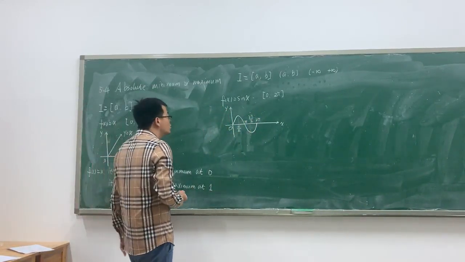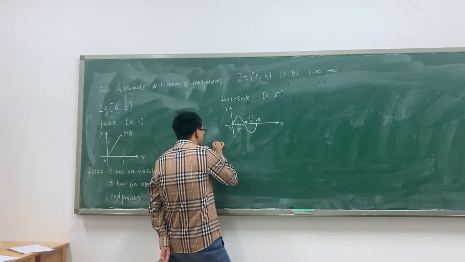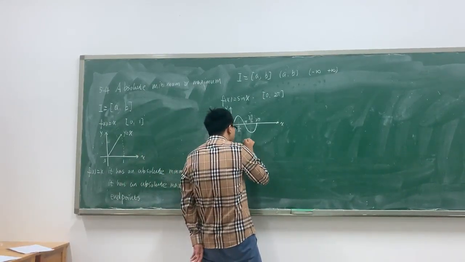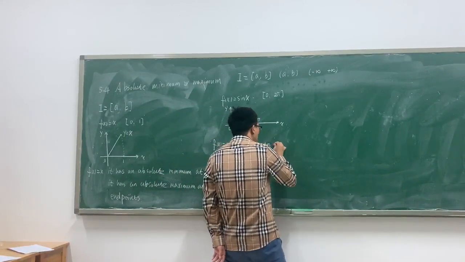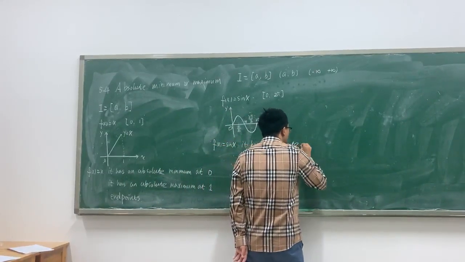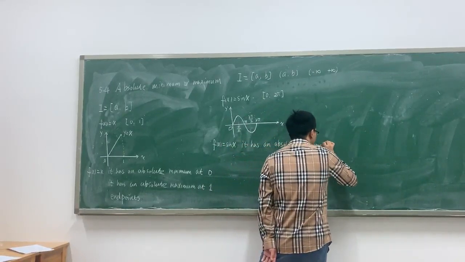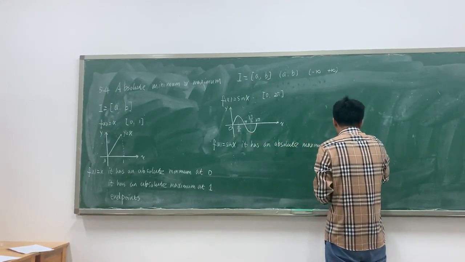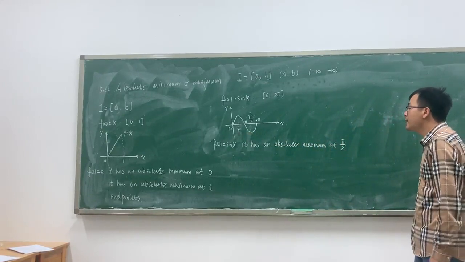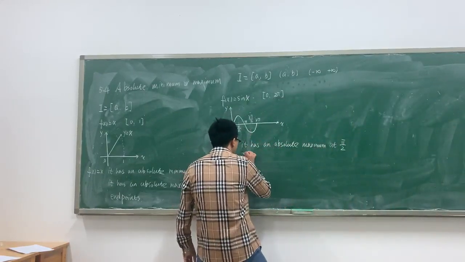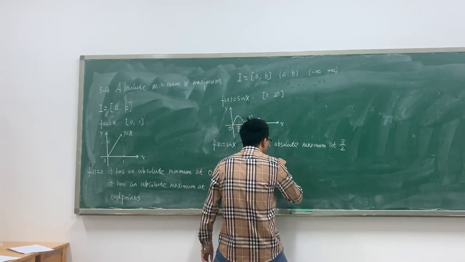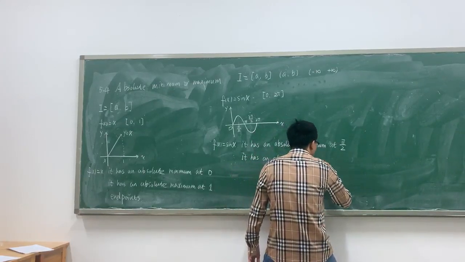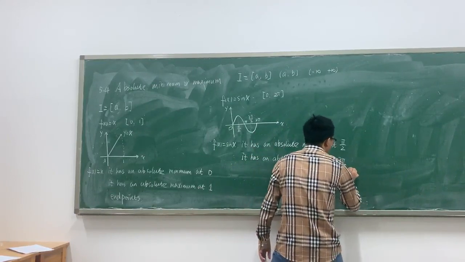So here we can see that the function f(x) equal to sin x has an absolute maximum at the point 1/2 pi, and it has an absolute minimum at 3 pi by 2, at 3 pi by 2.